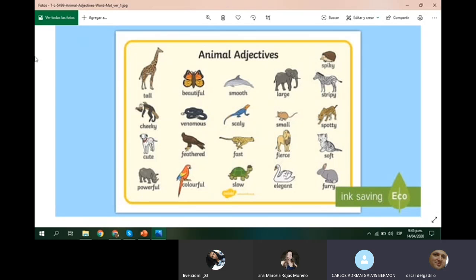How do you say giraffe, teacher? Giraffe. Okay, the giraffe is taller than a mouse. Is taller, yes, that is the comparative. The giraffe is taller than a mouse. Okay, yes.